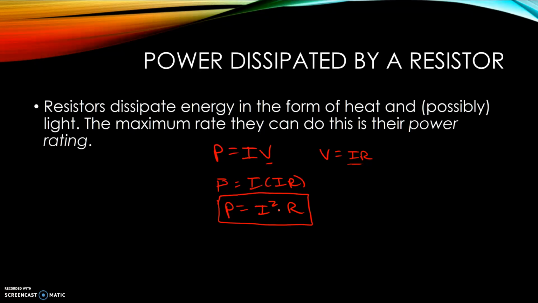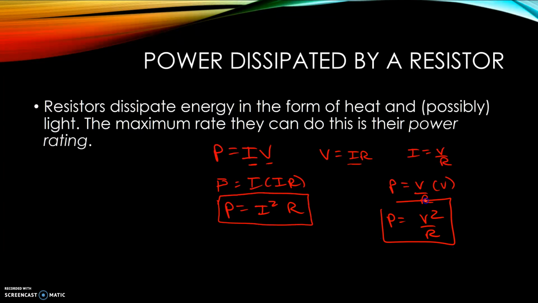I could also say that I is equal to V over R, and I can replace the I over here. Now this becomes P is equal to V over R, because I replaced the I with this, times V. And so this gives me P is equal to V squared over R.